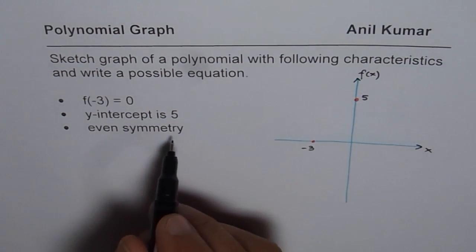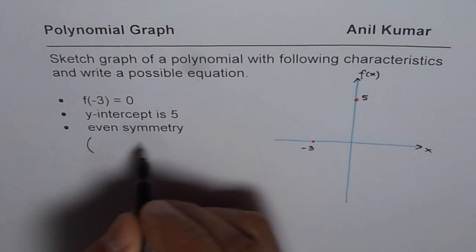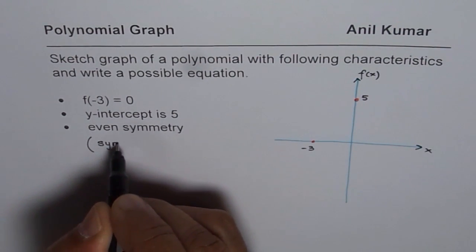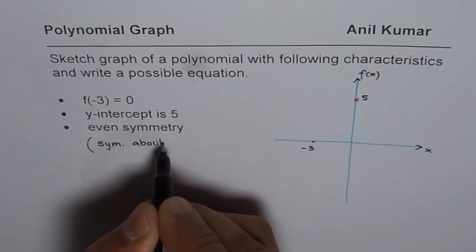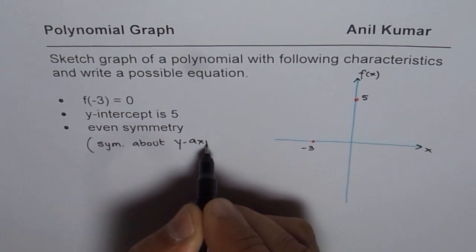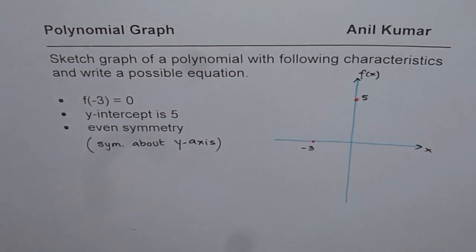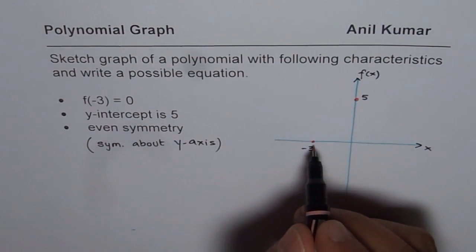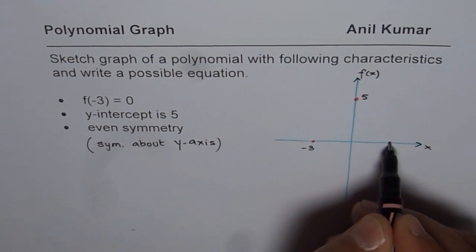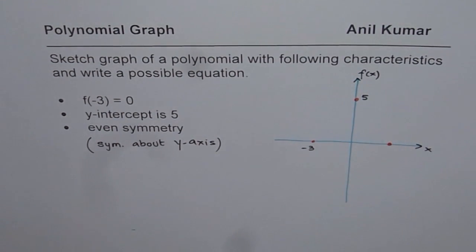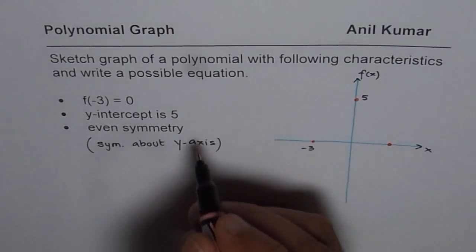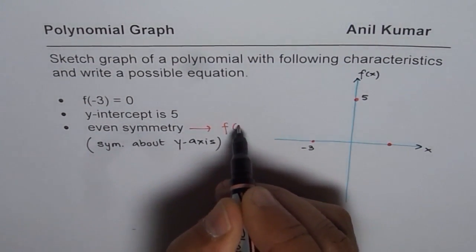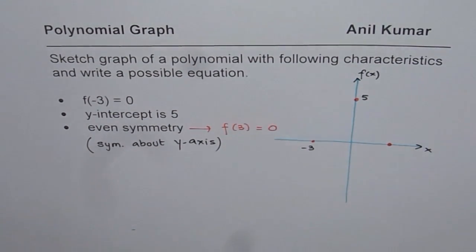What is the meaning of even symmetry? That means that the graph is symmetric about which axis? The y-axis, right? So that is the meaning. Now since the graph is symmetric about the y-axis, it should have another x-intercept at x equals 3. That is very critical to understand. So from even symmetry, we know that f of 3 should also be equal to 0, right? That gives us the required information which should be used to sketch this particular graph.